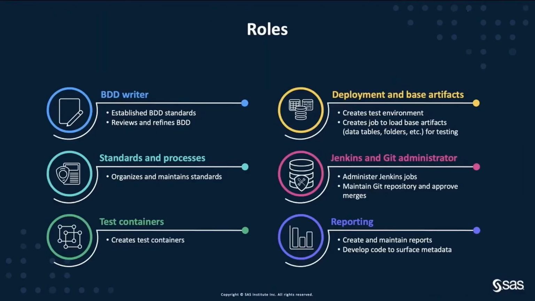Besides writing code, we also have roles assigned to people on the team. There are team leads for each product. We have a BDD writer who reviews the provided BDD and refines it to our standards. There is a person responsible for documenting the standards and processes we agree to. We have technical engineers who set up test containers to run our tests via Jenkins, and a Jenkins and Git administrator who maintains the Git repository and approves our merges.